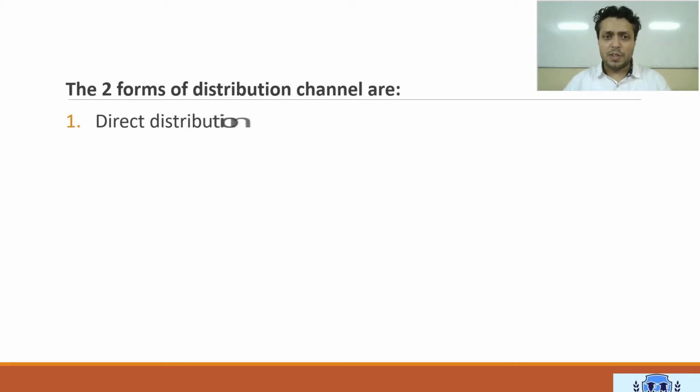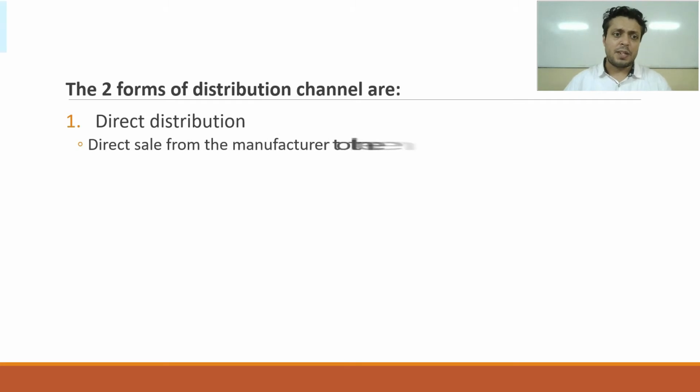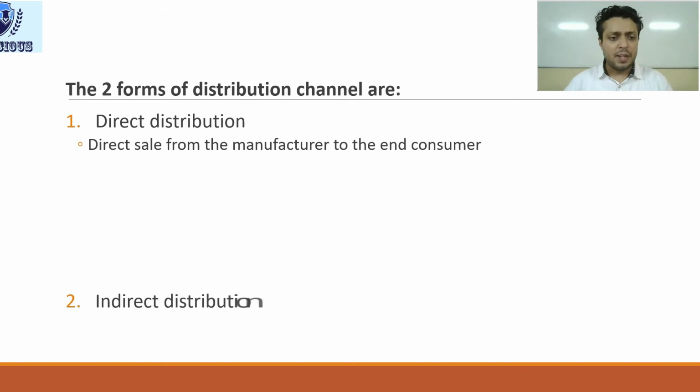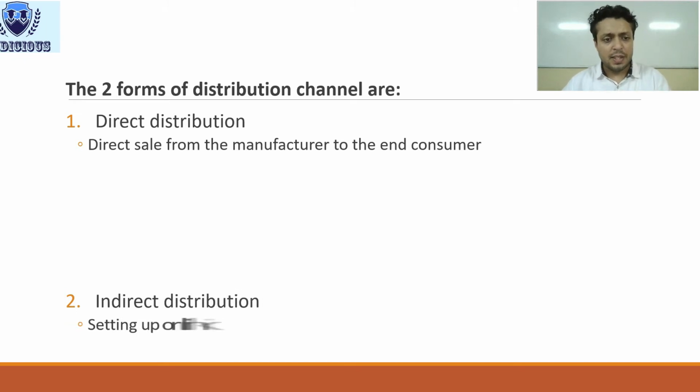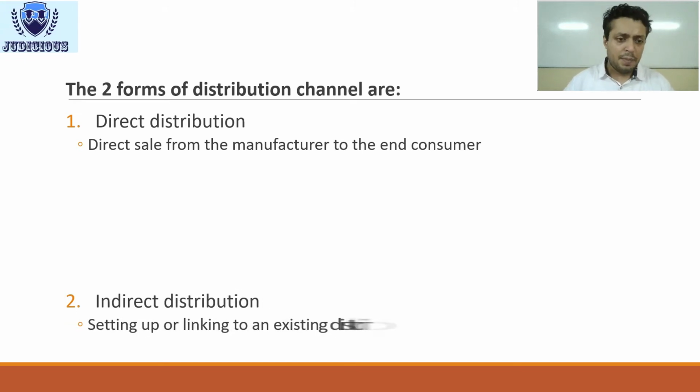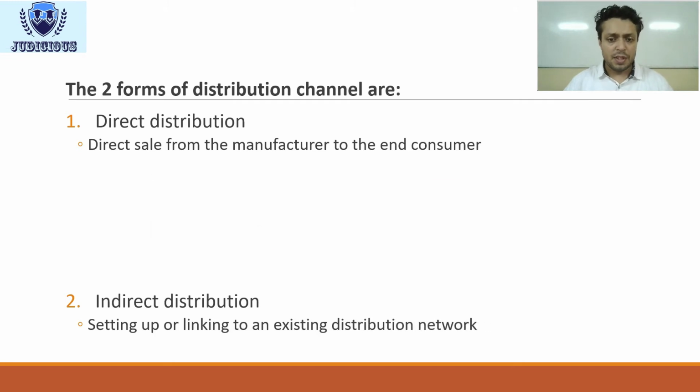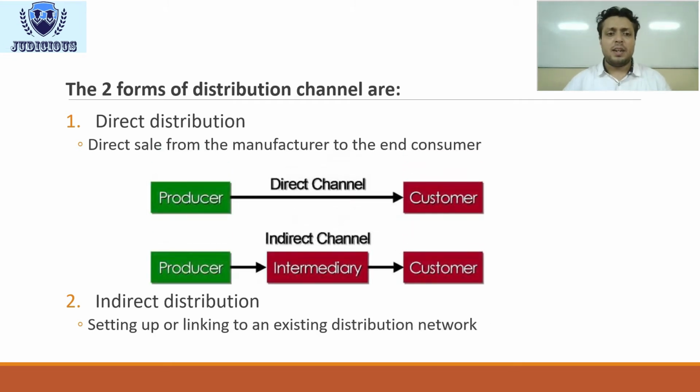The two forms of distribution channel are basically direct distribution, where a direct sale takes place from the manufacturer to the end consumer, whereas in indirect distribution there is either the setting up of a new distribution network or linking its own operations to an existing distribution network.